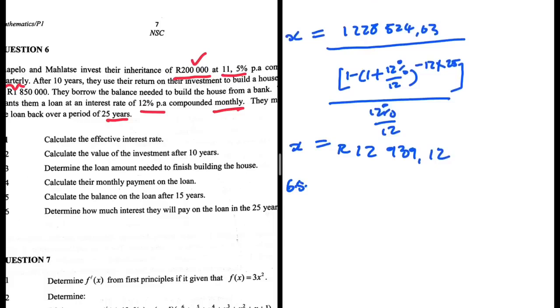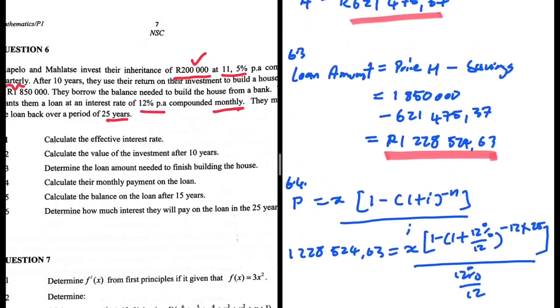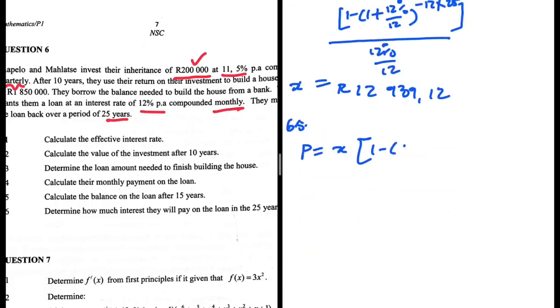6.5: calculate the balance of the loan after 15 years. Let me show you how we do that. We've already seen that P is equal to X multiplied by 1 minus 1 plus the interest to the minus n, everything divided by the interest. We know what the monthly payment is. We know what the interest is. We need to figure out n. So we want to calculate the balance of the loan after 15 years.